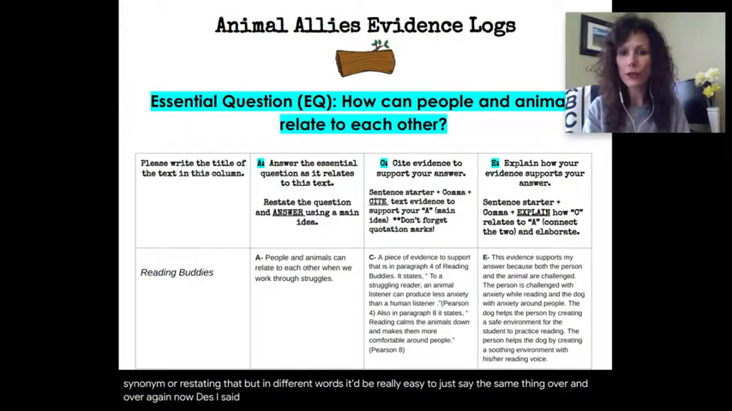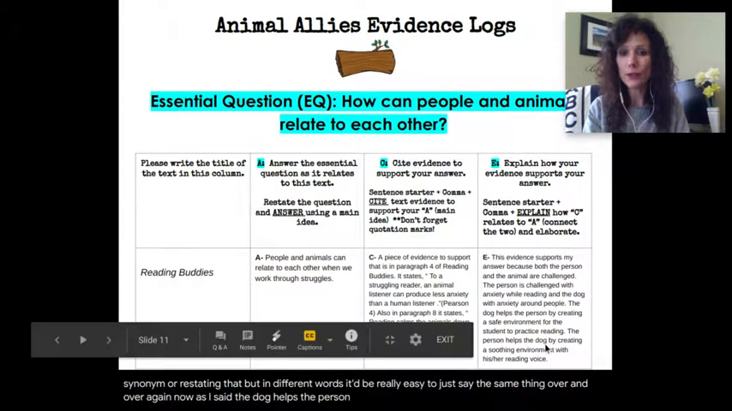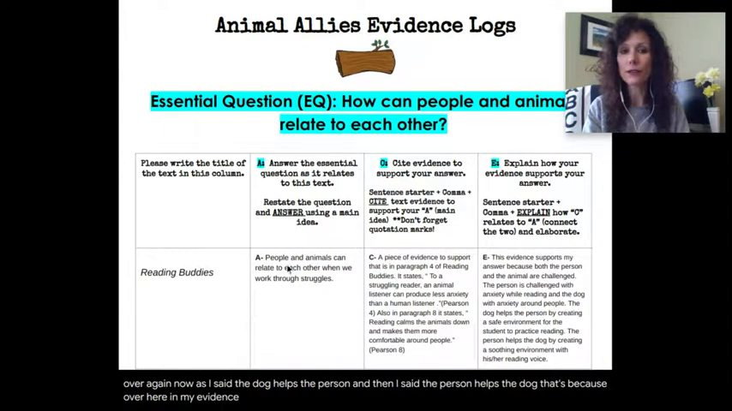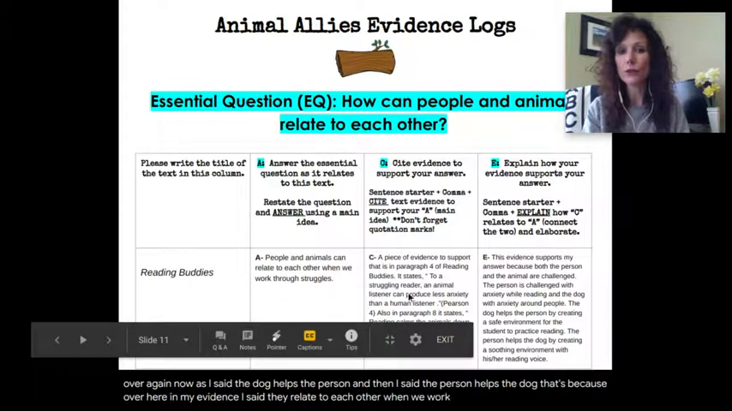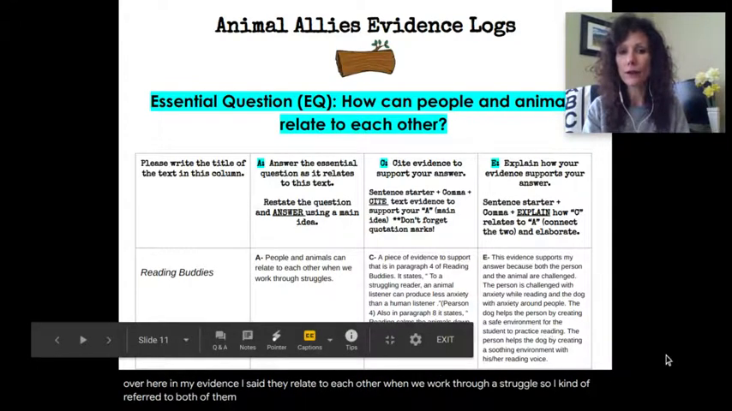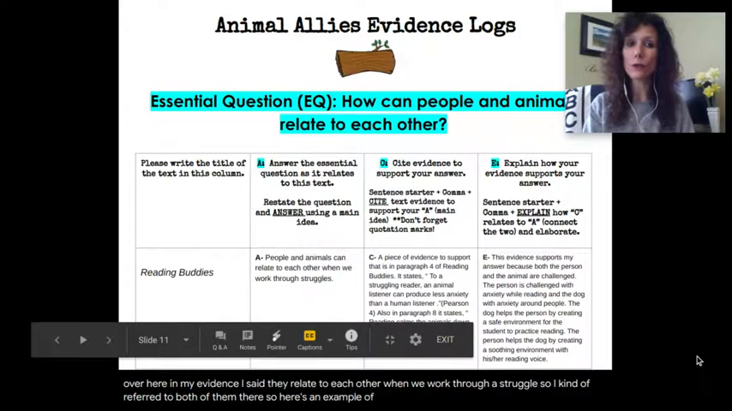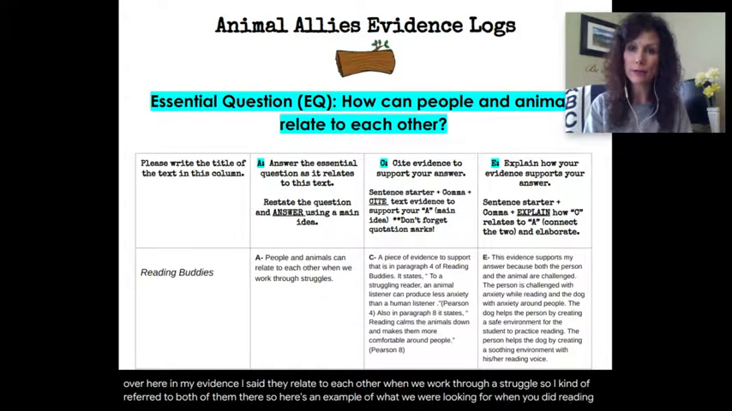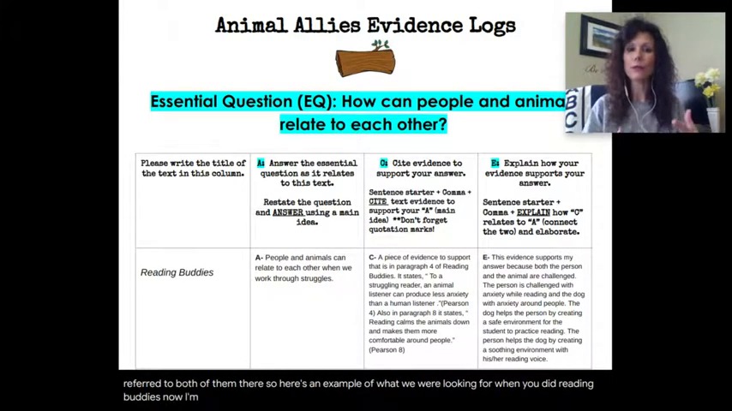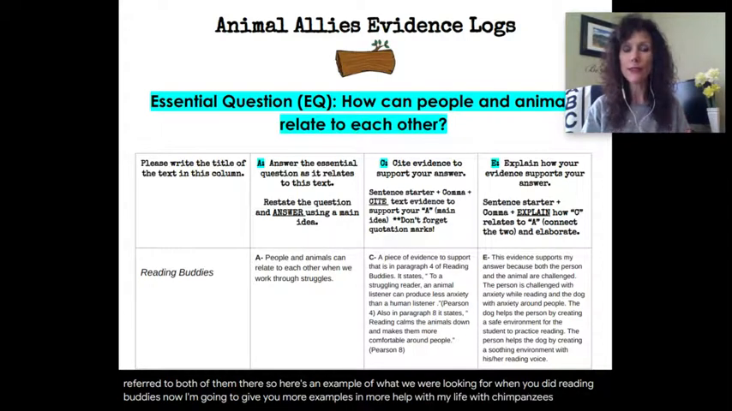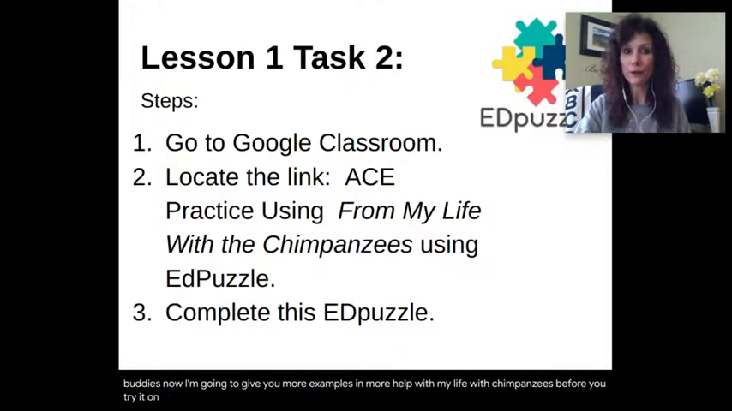Now, notice how I said the dog helps the person, and then I said the person helps the dog. That's because over here in my evidence, I said they relate to each other when we work through a struggle. So I kind of referred to both of them there. So here's an example of what we were looking for when you did Reading Buddies. Now, I'm going to give you more examples and more help with My Life with Chimpanzees before you try it on your own. In fact, that's going to be your next task.